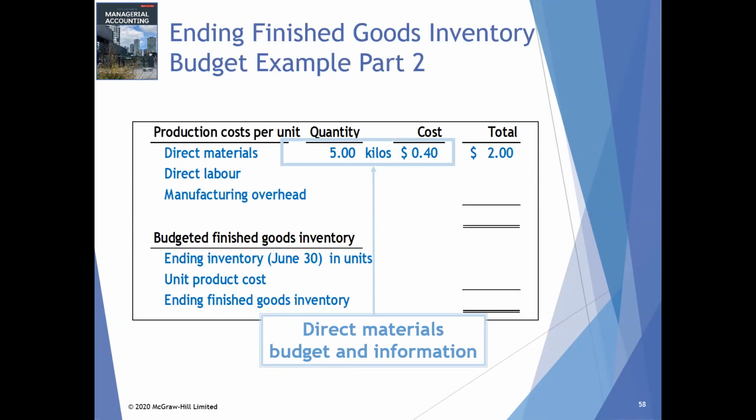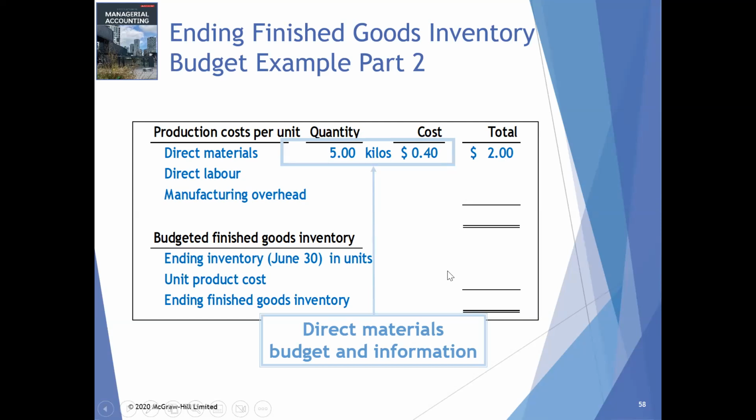In this case we have direct material. Talking about the direct material cost per unit, first of all the quantity: 5 kilograms of material is required to make 1 unit. And what is the rate given? The rate is 0.40, 40 cents. So when we calculate, $2 is the direct material cost.